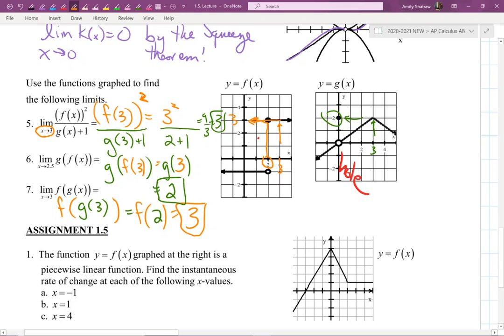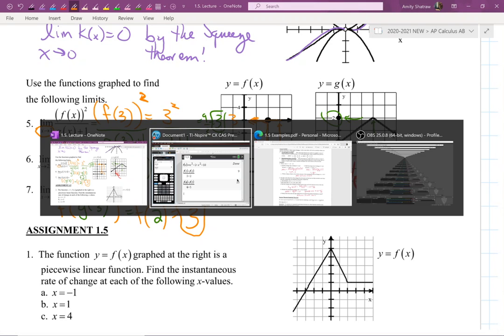If your brain hurts, I don't blame you. We're actually going to do a Khan Academy practice on this, okay? So the Khan Academy will help you a lot with that. And that is the end of your notes, guys.